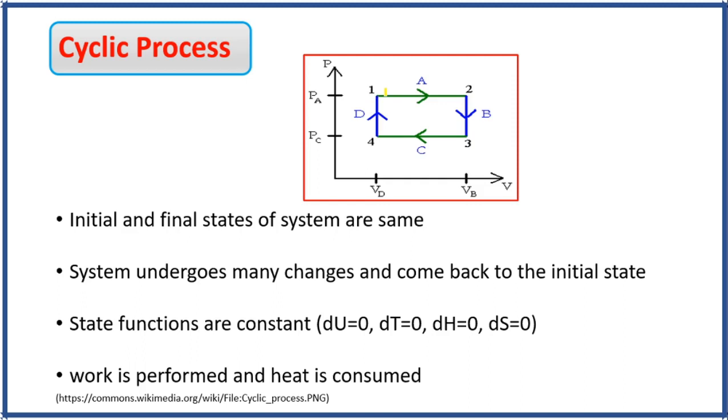So the initial and final states of the system are the same in the cyclic process. The system undergoes many changes and comes back to the initial state. So that means what? State is not changing. State is not changing means what? State functions remain constant. There will not be any change in the state functions because U, internal energy, T, temperature, H, enthalpy, S, entropy, all these parameters or quantities are state functions. Therefore their change in value becomes 0.